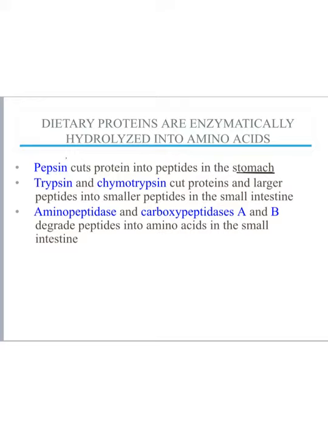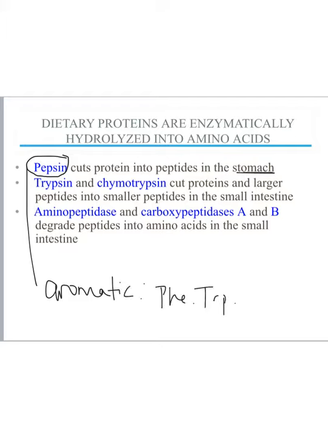So pepsin is an enzyme in the stomach that cuts proteins into peptides. It cuts every time there's an aromatic amino acid; pepsin makes a cut. So remember, this is your phenylalanine, your tryptophan, and your tyrosine. Every time there is one of those amino acids in your peptide, pepsin makes a cut and cuts that protein down into smaller chunks.